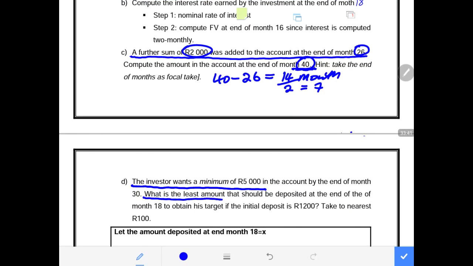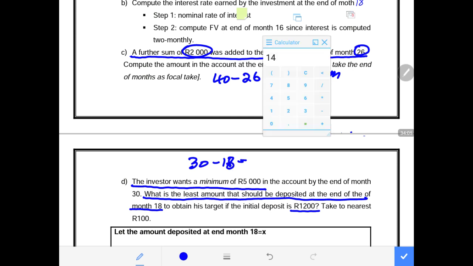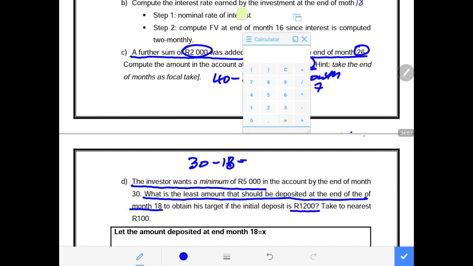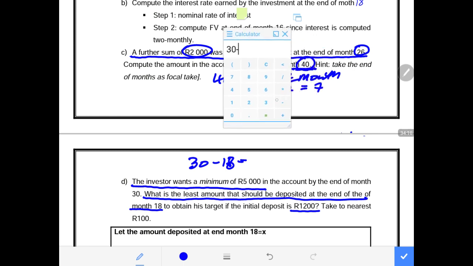What is the least amount that should be deposited at the end of month 18 to obtain his target if the initial deposit is 1,200? So this investor now wants to deposit money at the end of month 18. So we need to say 30 minus 18 and say how long must the X amount be invested. So 30 minus 18 is 12.